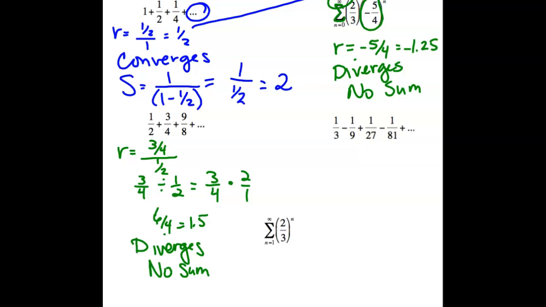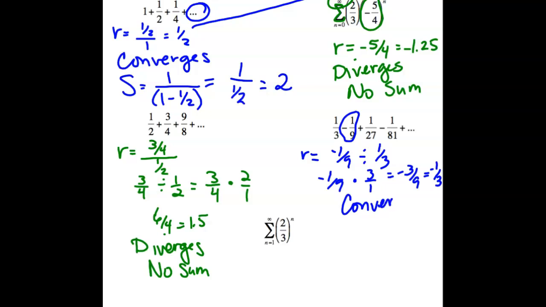All right. For this next one, let's calculate our R value. Notice that our second term is negative 1/9. We're dividing by the first term, 1/3, which means we're taking negative 1/9 and multiplying by 3/1. We get negative 3/9 or negative 1/3. And that does fit in our range from negative 1 to positive 1. So this we say converges, and we can find the sum.